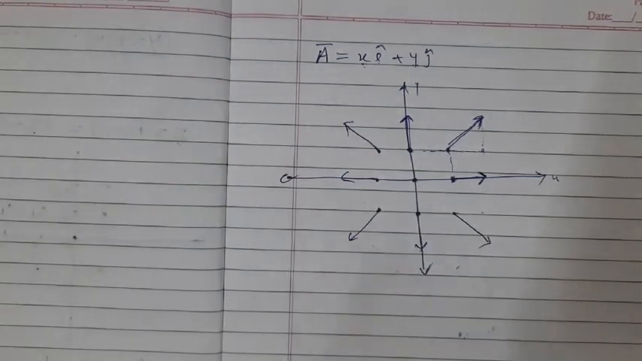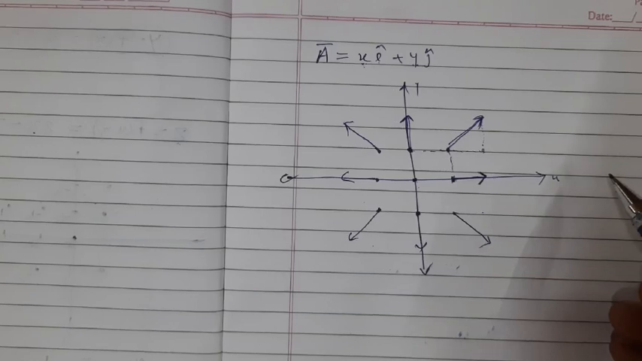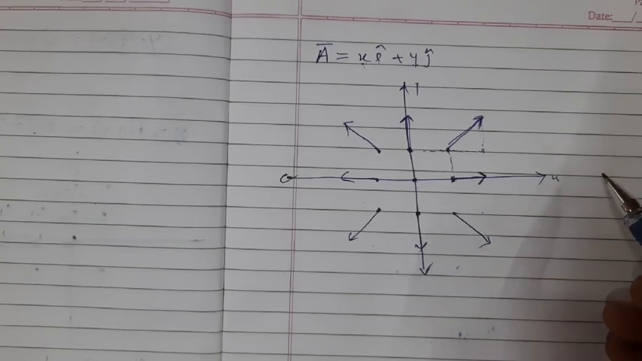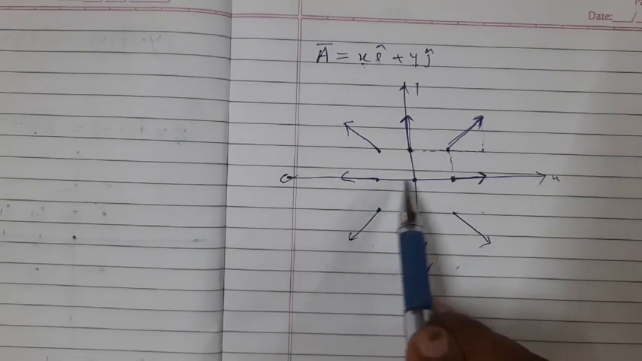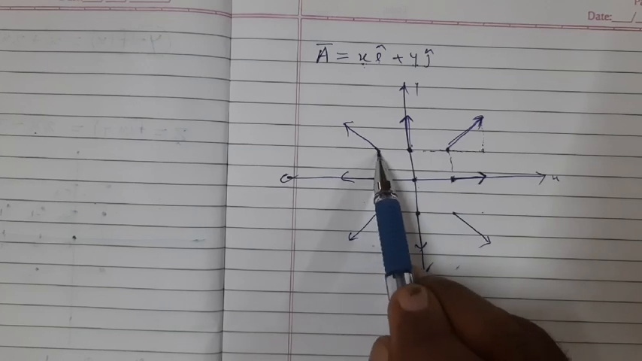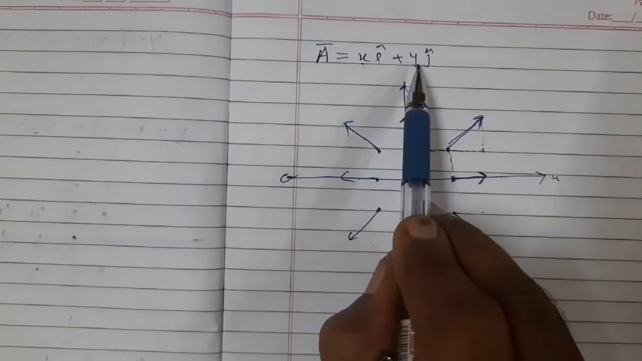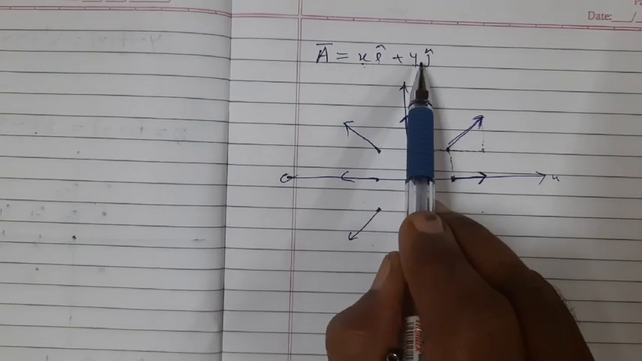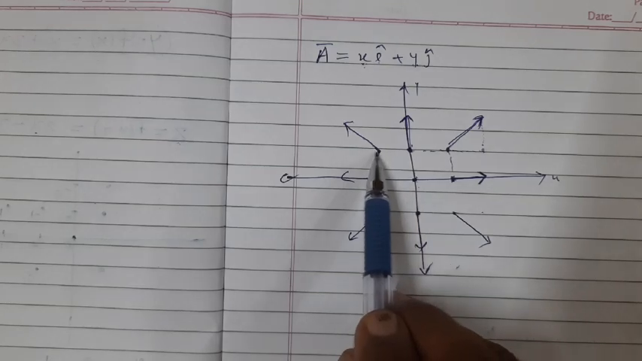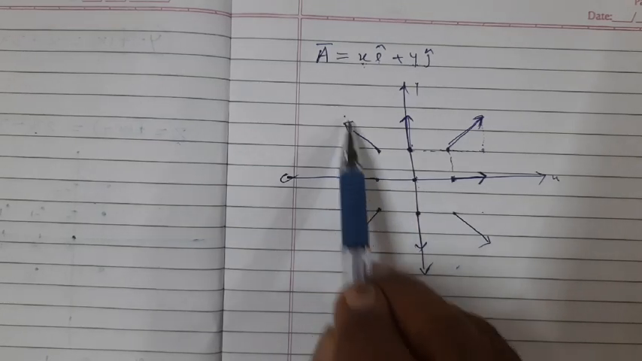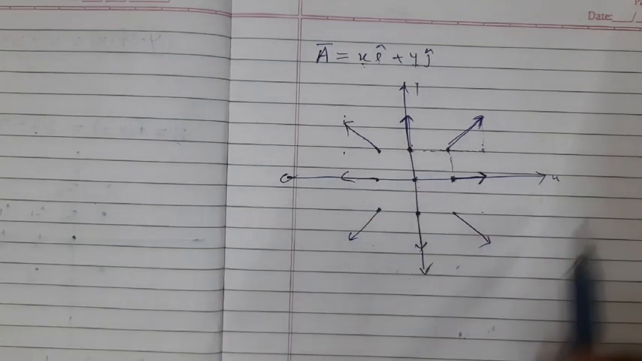Now you can check this later on by slow motion of this video. You may think about this point, which is minus 1, 1, and therefore you can substitute, it is minus 1, 1, therefore it is minus i cap plus j cap. It is minus i cap plus j cap, and therefore this is a vector. Right?